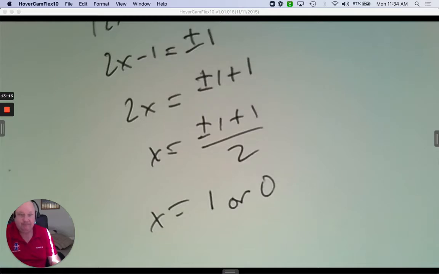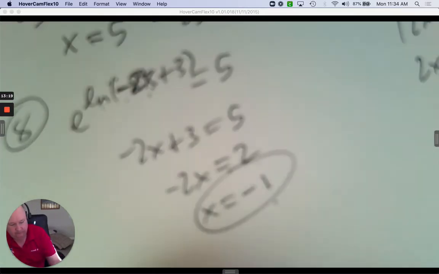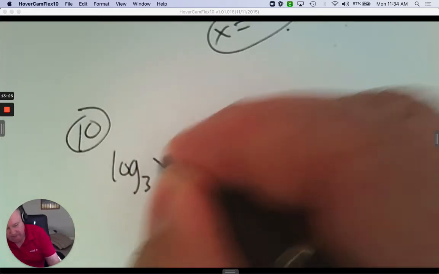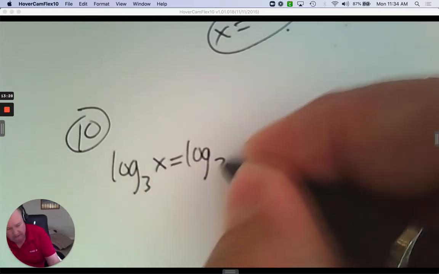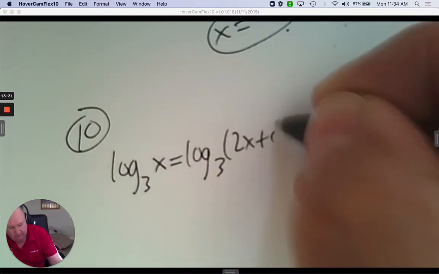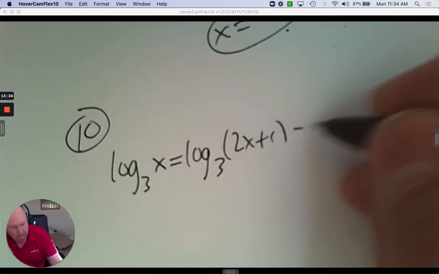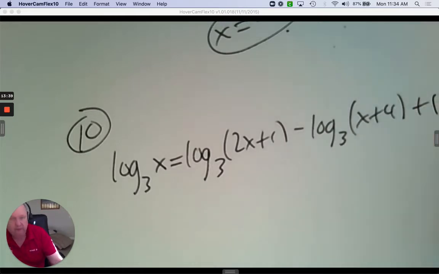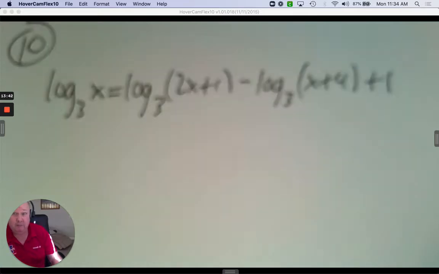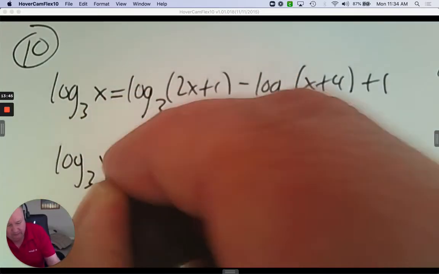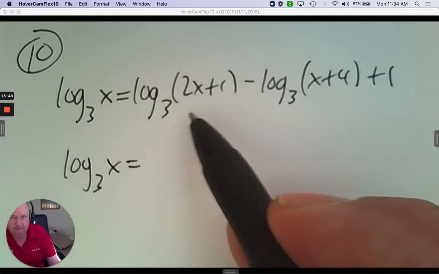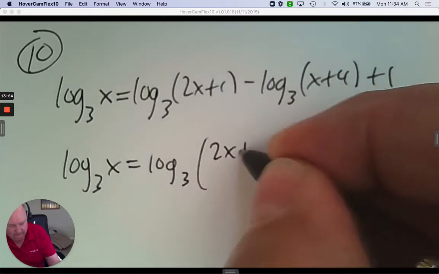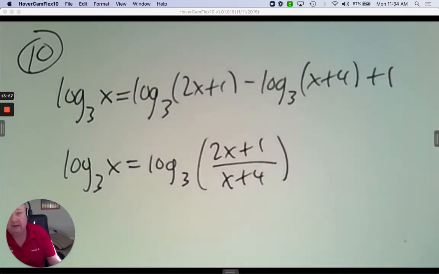Number 10. We have log base 3, 2x plus 1, minus log base 3, x plus 4, and then plus 1 outside the parentheses. All right, so this is a property of logarithms, before we write it exponentially. So on the right side, if I want to write this as one logarithm, subtracting means I'm going to divide. So I'm going to divide these to write it as one logarithm.